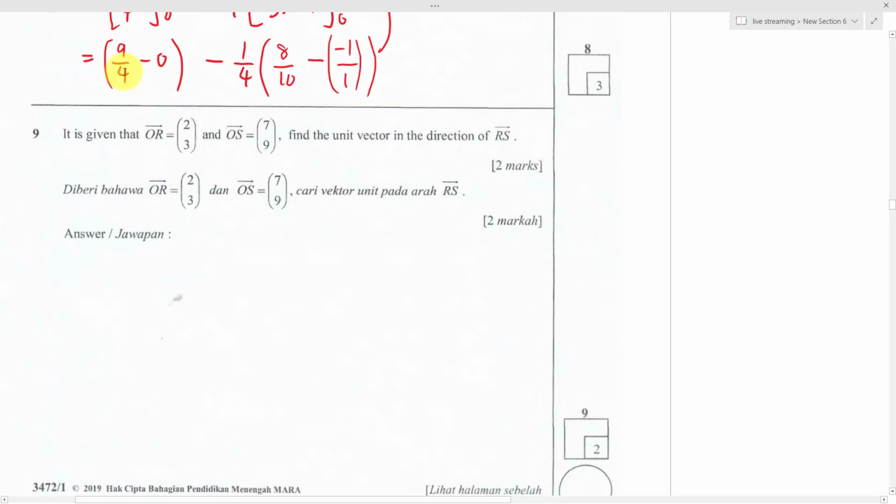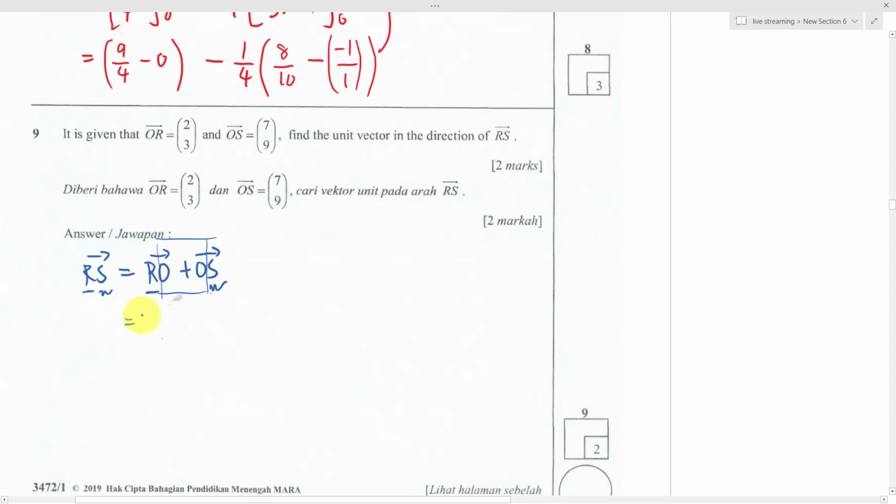Alright, find the unit vector of RS. So I need to do the RS first. RS is RO plus OS. Just in case some students do not know why it is RO plus OS, I'll teach you something. If this is RS, that means your vector must start with R and end with S, and then the middle two must be the same, must be O and O. So imagine the middle O, you can cut it, you get back RS. So this is how I do this quickly.